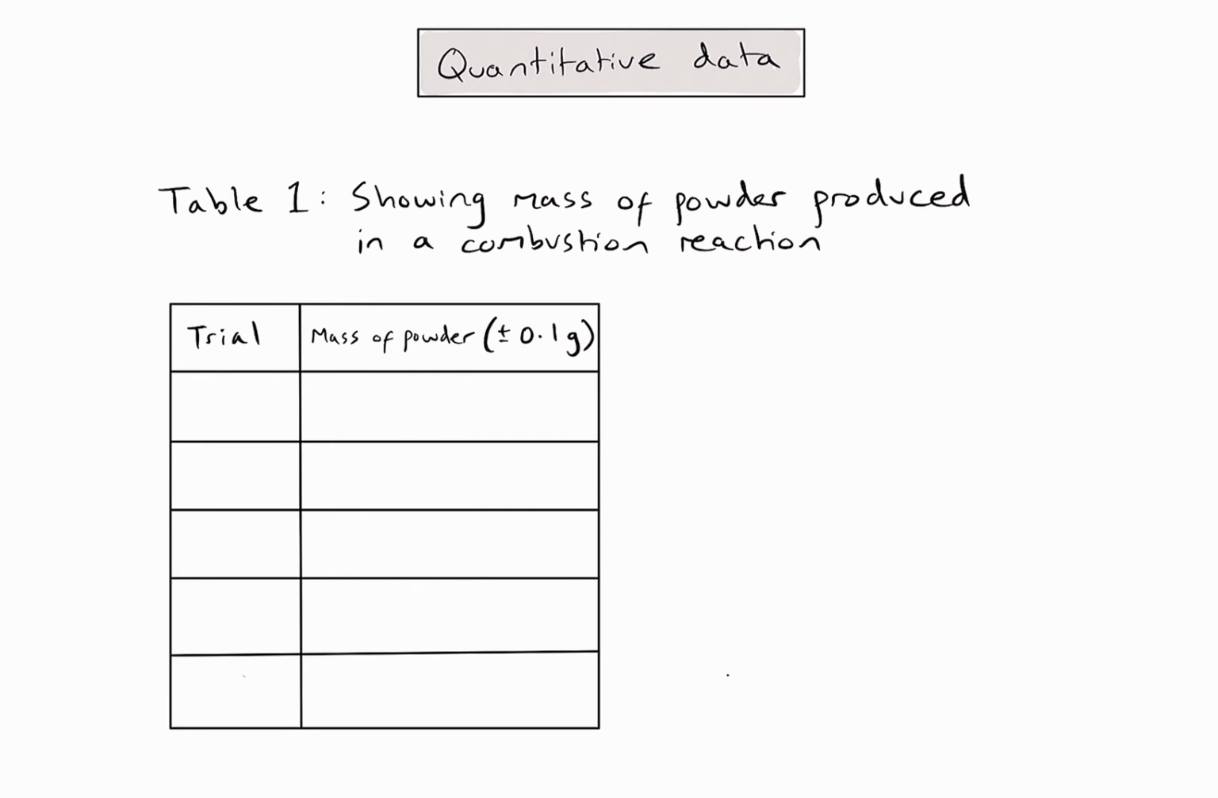This example table has 2 columns, and you'll notice that both columns have a heading, so trial in the left-hand column and mass of powder in the right-hand column. And then for any measurement values, we need to have the units that you can see in the right-hand column of grams, and also the uncertainty, specifically the absolute uncertainty, which is the plus or minus 0.1 in this case. Check out the video on uncertainties if you're not sure what this means.